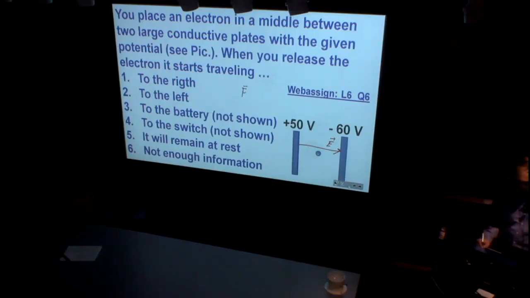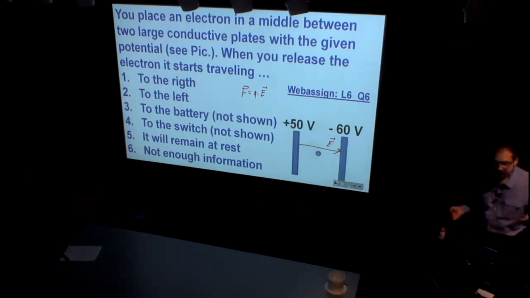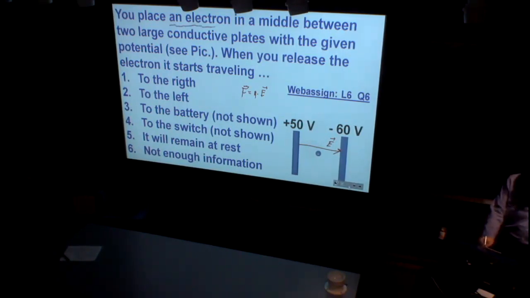The relationship which connects force, charge, and field is given by this equation, which is a definition of electric field strength, but now we use it backwards. If we know the direction of a field, and we know the charge, what kind of a charge is that? Negative. So the direction of a force should be what? Say it. Opposite to the field, and opposite to the right means to the left. And if we let it go from rest, it should start accelerating in the direction of the force. That's it.